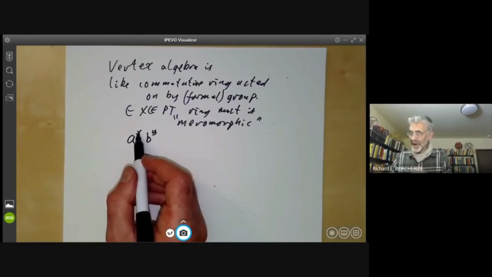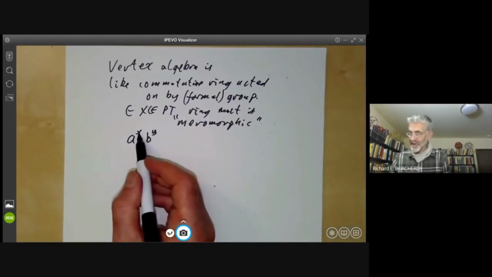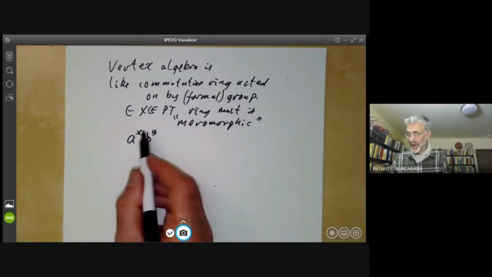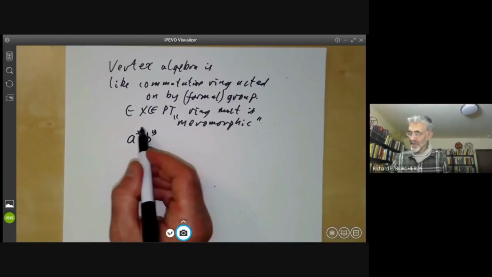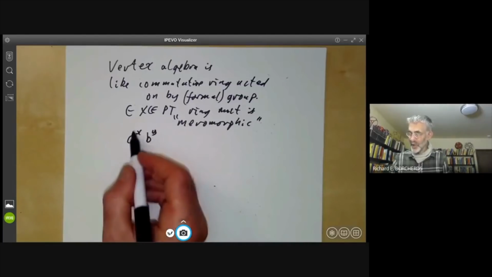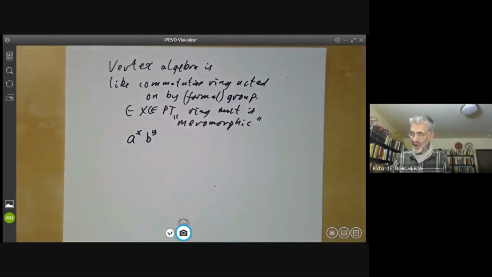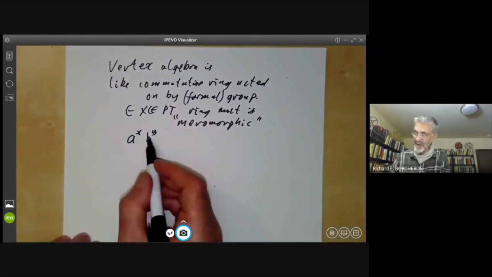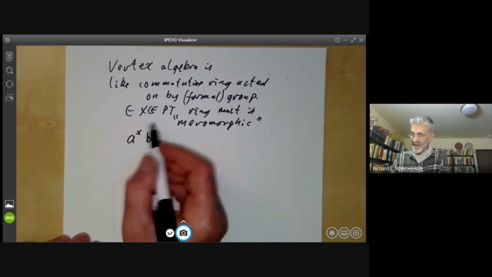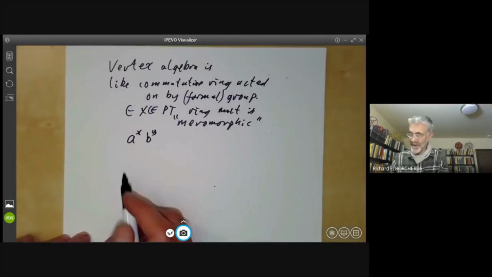And in a regular ring, in an ordinary commutative ring, this would be a regular function of x and y. In a vertex algebra, it's a sort of function of x and y that may have poles. So it's not actually defined for all x and y in the group. In particular, the ring multiplication may not be defined because that may lie at a pole of this.